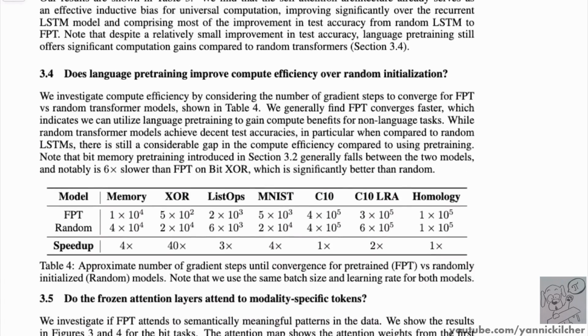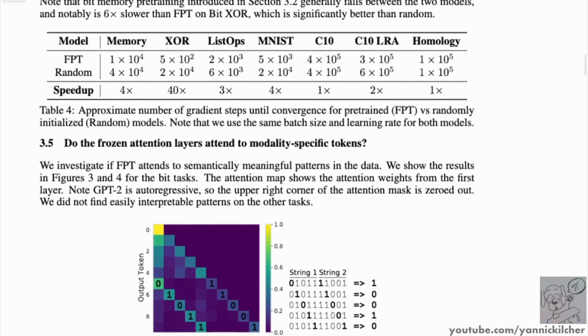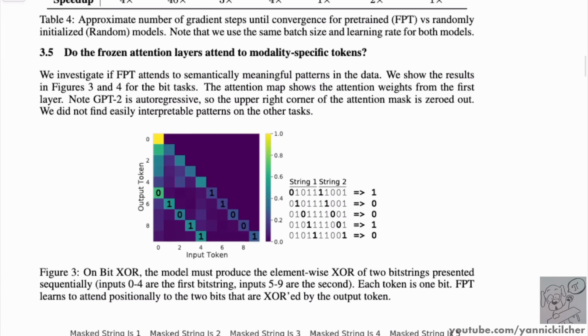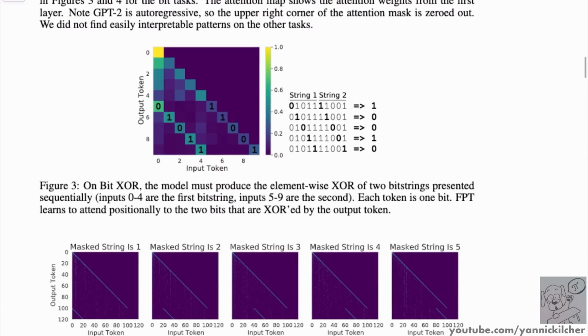Next, does language pre-training improve efficiency over random initialization? The answer is yes, it converges much faster if you pre-train with language. And do the frozen attention layers attend to modality-specific tokens? So here they're just going to look at the first attention layer, and they see that the attention matrix, for example, in this bit XOR task, attends.